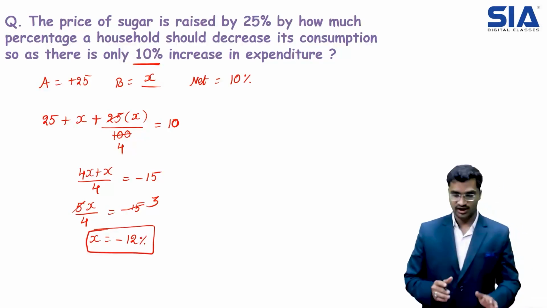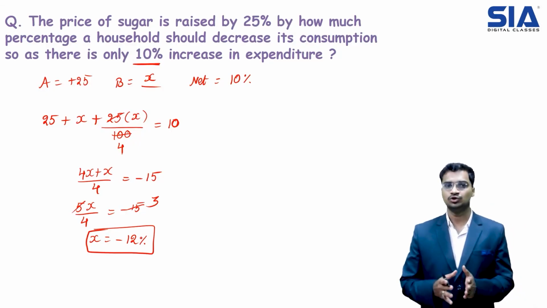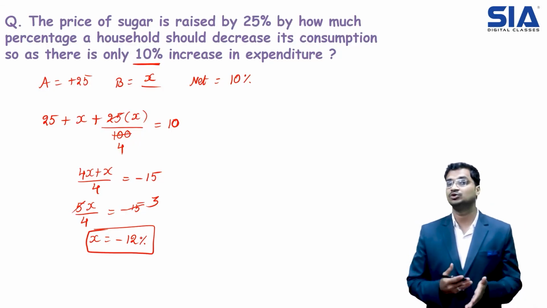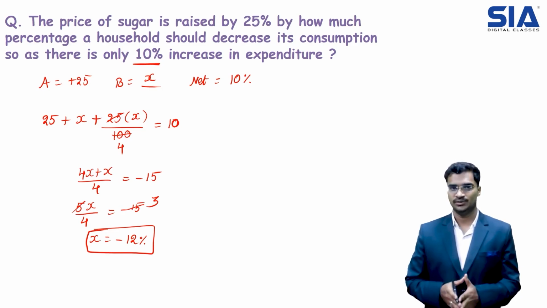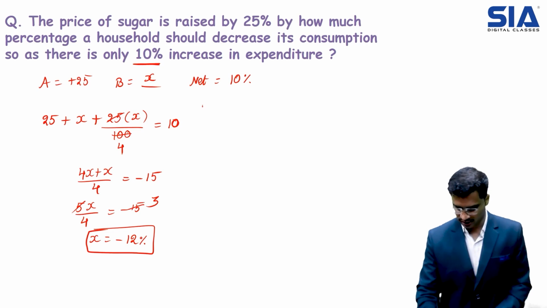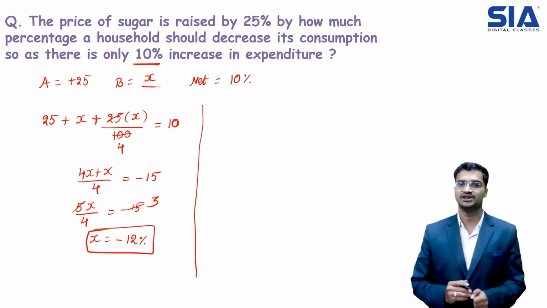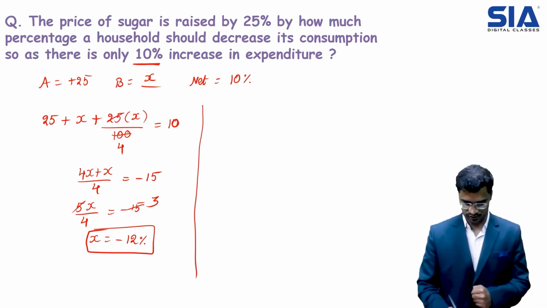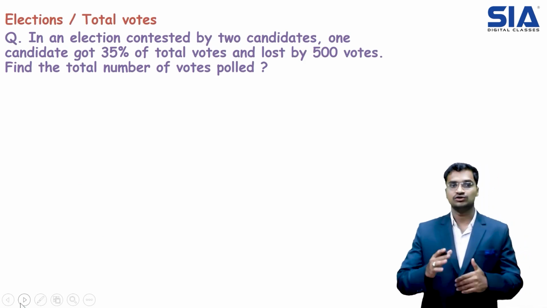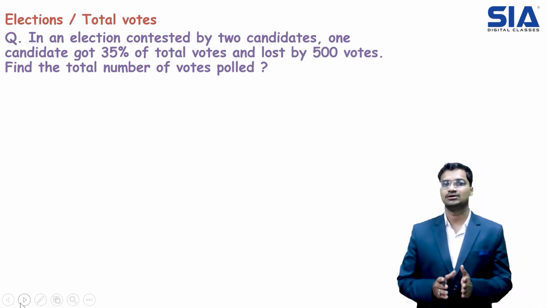So here, our consumption should be decreased by how much percentage? It should be decreased by 12%. Okay, our consumption should be decreased by how much percentage? 12%. Okay, next question. The next model says elections, total votes.